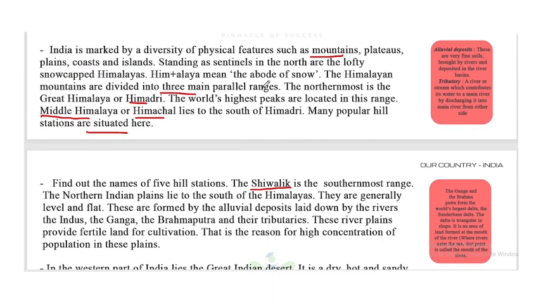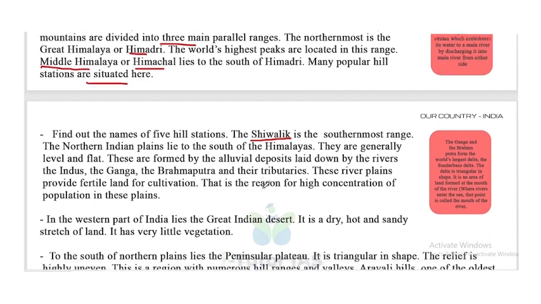The Himalayas are further divided into three. The first one is Great Himalaya or Himadri. Then Middle Himalaya or Himachal, and the final one, or the southernmost range, is Shivalik.